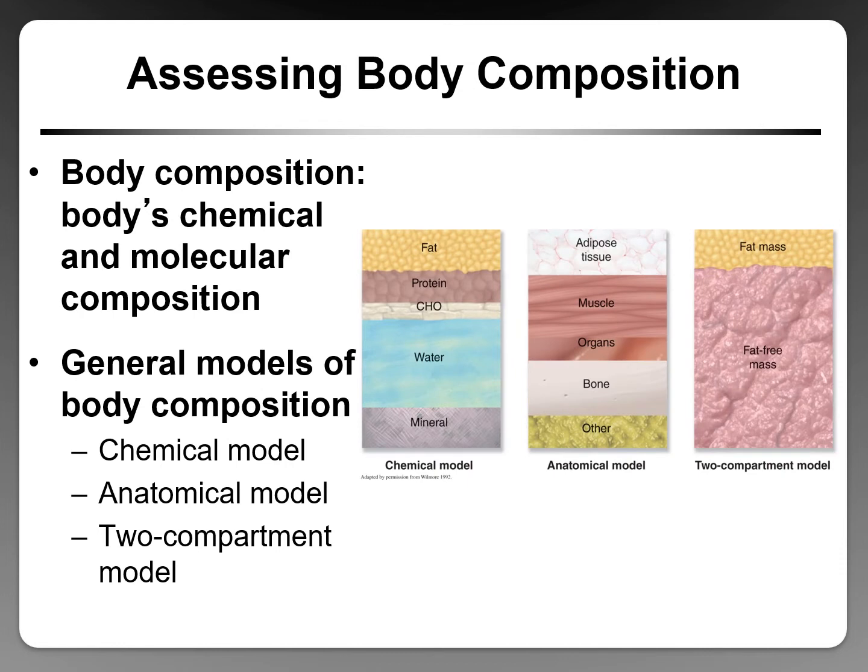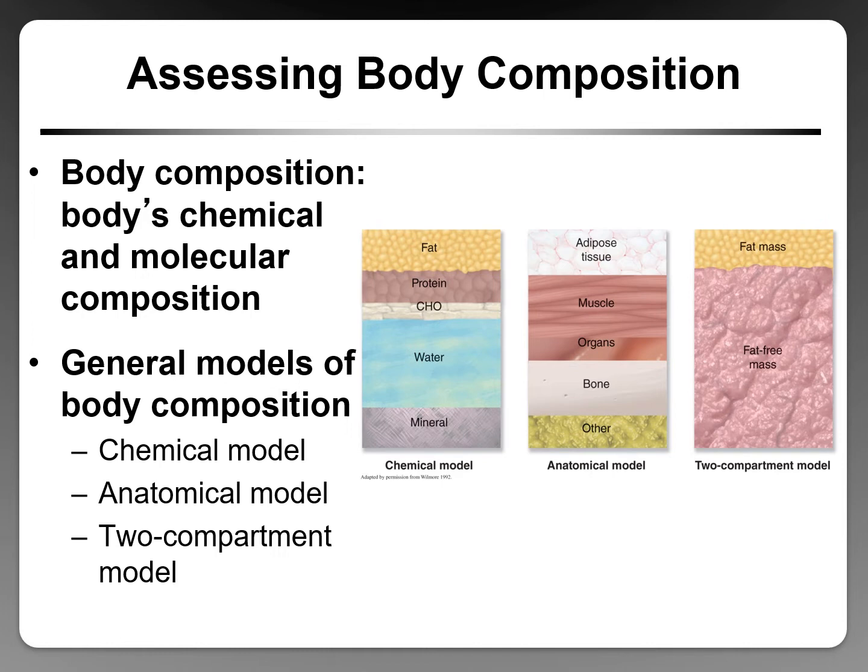Switching to assessing body composition, we can do that a number of ways. Body composition is going to be important for exercise performance, and typically what you'll see is the higher the muscle mass and the less fat, the greater success you're going to have in sport. So we can measure that and assess composition in a couple of different ways.